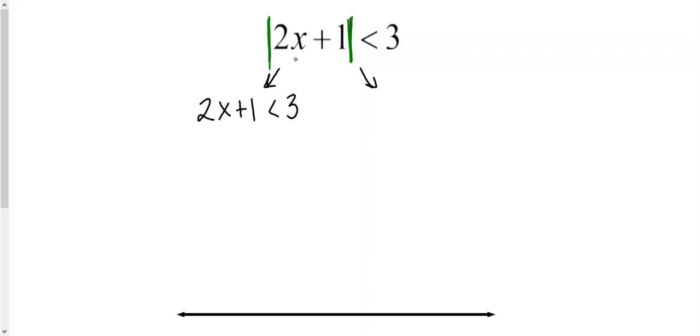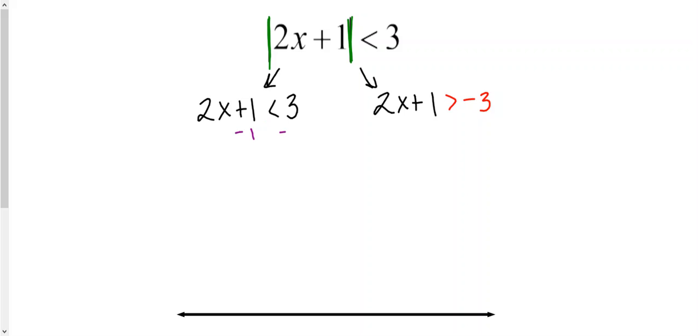Now, for the second one, we take the inside, so 2x plus 1. Now, to set up, we need to flip our sign, so greater than, actually, let me do that in a different color. So it's going to be greater than negative 3. So we have to flip the sign and take the opposite number for inequalities. And that's the only difference. Now we're just going to solve each side.